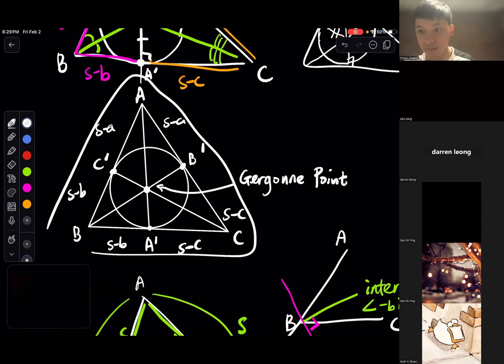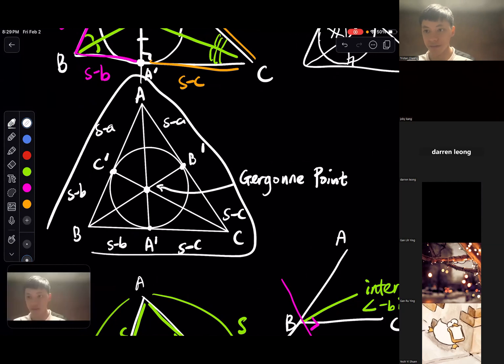Someone is asking a question. Never mind. Yeah, so the Gergonne point exists.